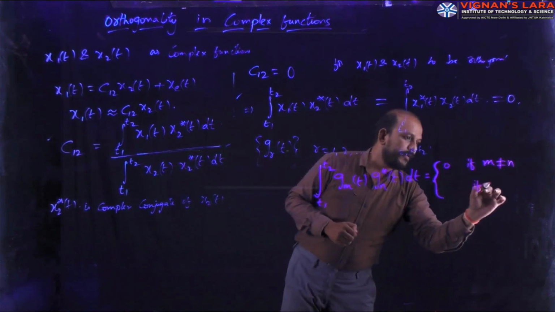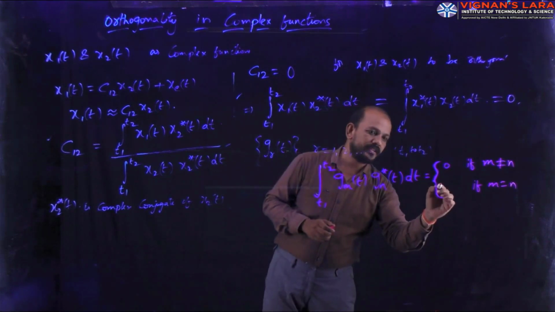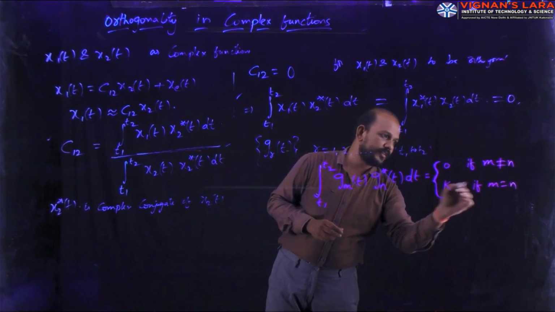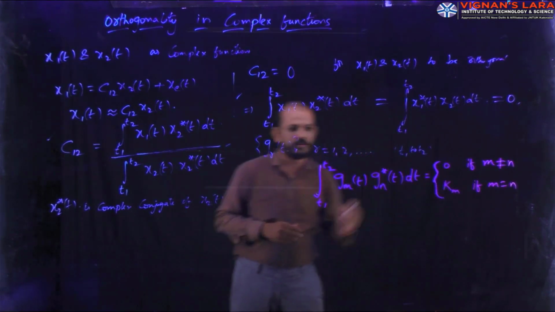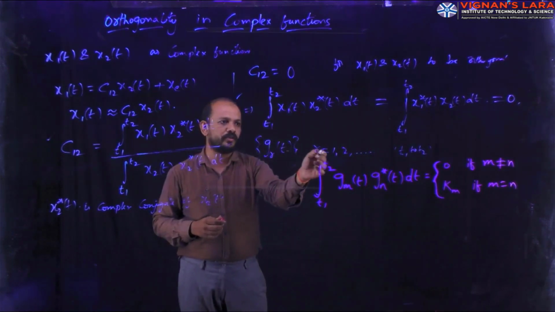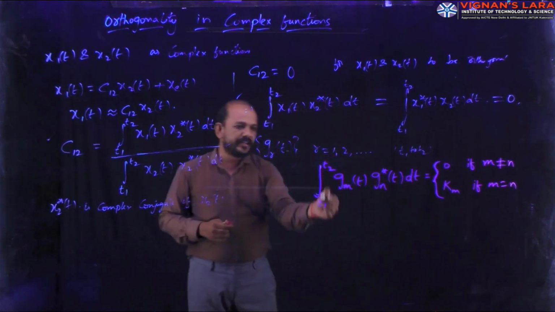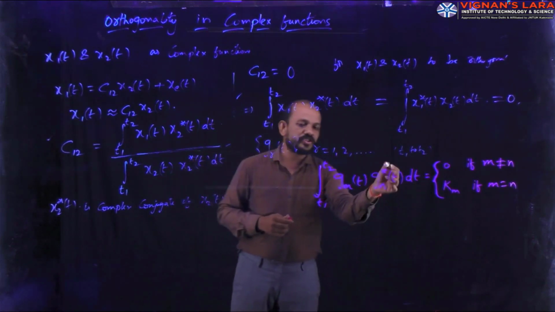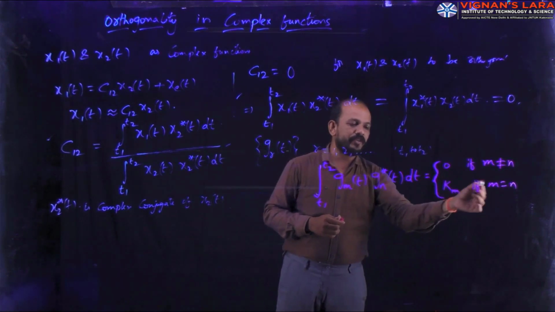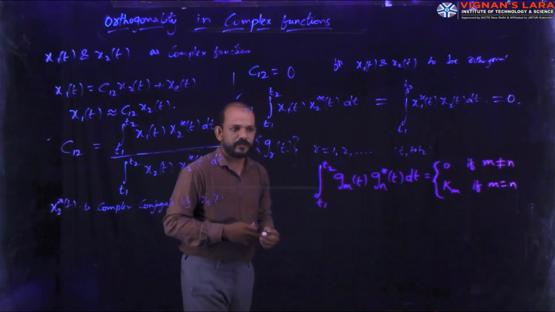If m equal to n, both are the same, then what do you have to write? Simply that will be a constant, k suffix m or n, whatever it may be, km. So for a set of complex functions gr of t where r equals 1, 2, and so on, which are mutually orthogonal over the interval t1 to t2, we can write integral t1 to t2 gm of t into gn star of t dt equal to 0 if m is not equal to n, and equal to km if m equal to n, where gn star of t is nothing but the complex conjugate of gn of t.